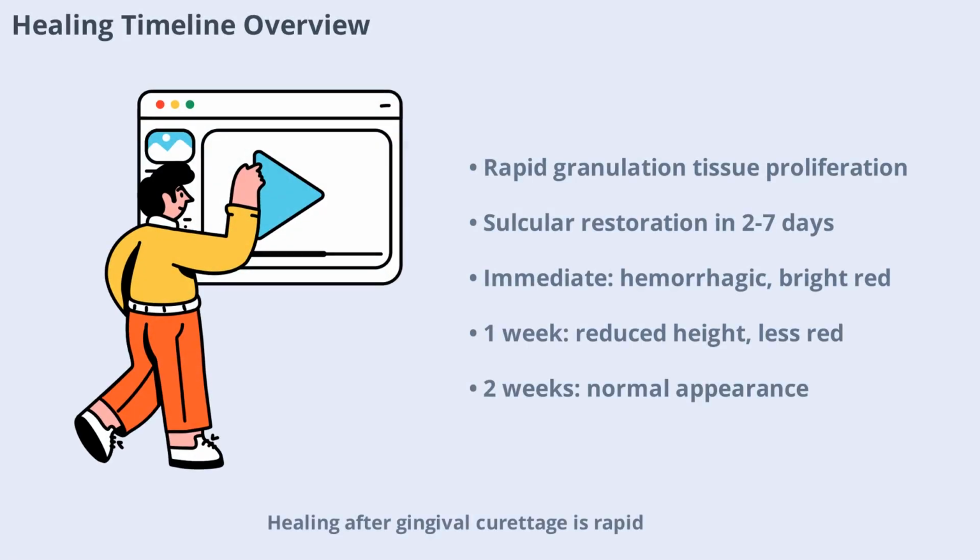Healing after gingival curettage is rapid, with granulation tissue proliferating and sulcular restoration occurring within 2 to 7 days. Immediately after the procedure, the area appears hemorrhagic and bright red. By 1 week, the gingiva shows reduced height, an apical shift, and less redness. After 2 weeks, with proper oral hygiene, the tissue returns to a normal appearance. Understanding this timeline helps clinicians and patients anticipate recovery and monitor progress.